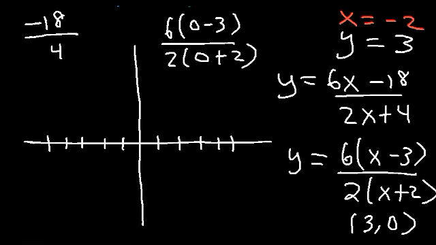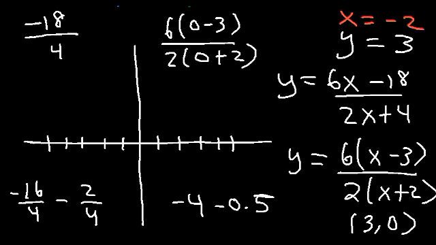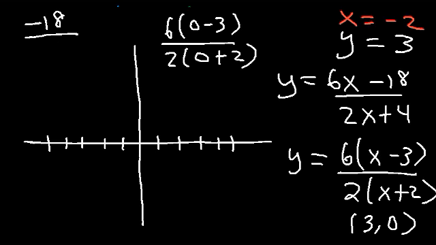Negative 18 over 4. We can make that negative 16 over 4 minus 2 over 4, because negative 16 minus 2 is negative 18. 4 goes into 16 4 times, and 2 over 4 is basically a half, or negative 0.5. So it's about negative 4.5. So therefore, we have the point (0, negative 4.5). That's the y-intercept for the function.